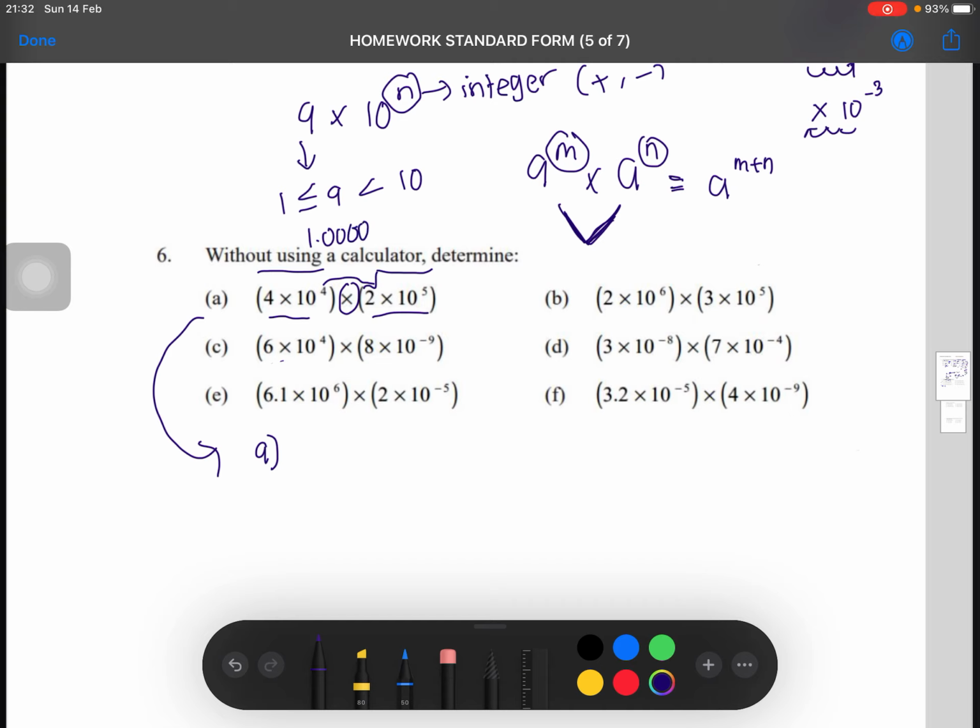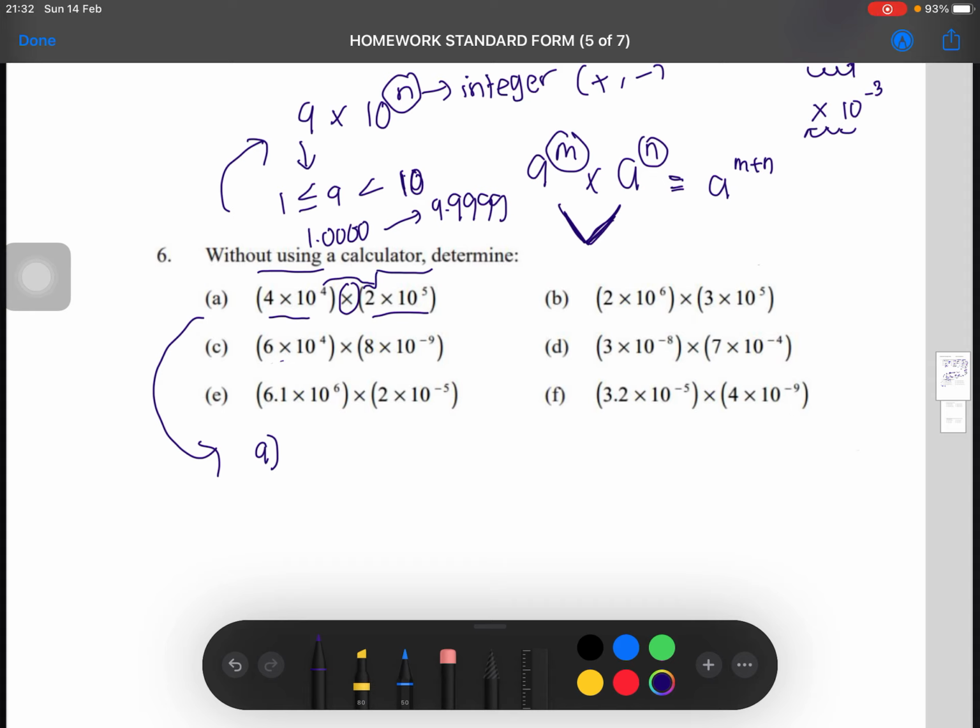1.000 until 9.9999, not including 10, for standard form. Okay, that we learned last Monday. Here we solve first and we check whether the answer is in standard form or not. If not, we must convert to standard form.